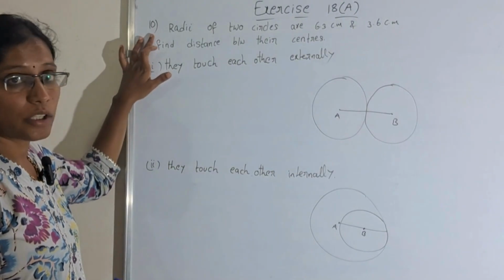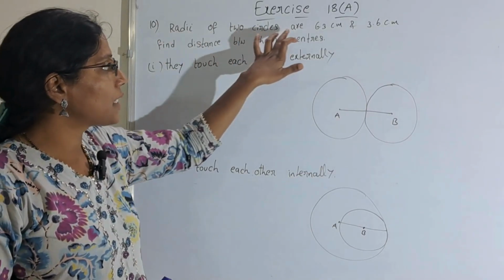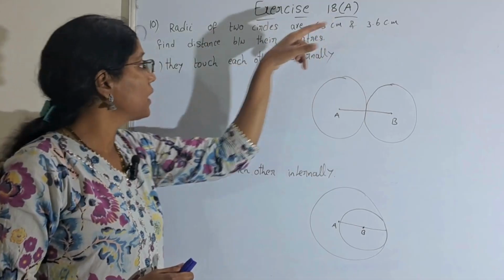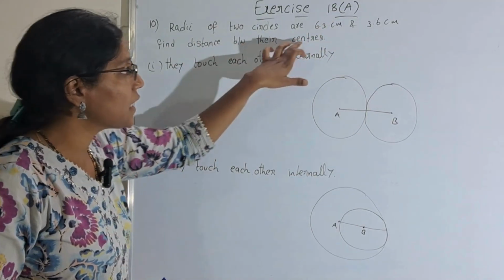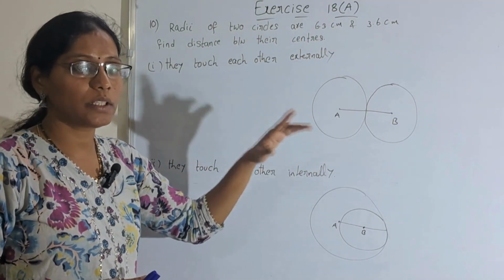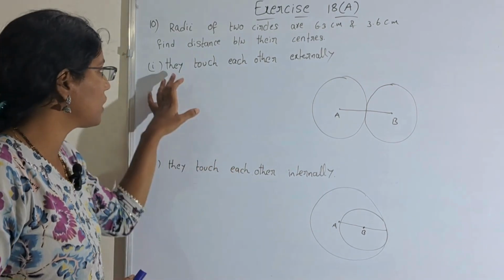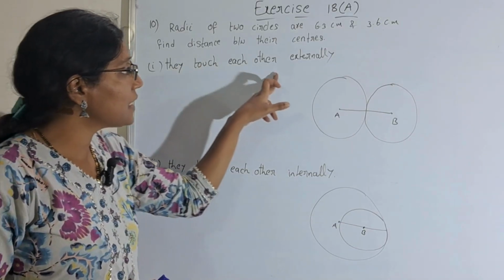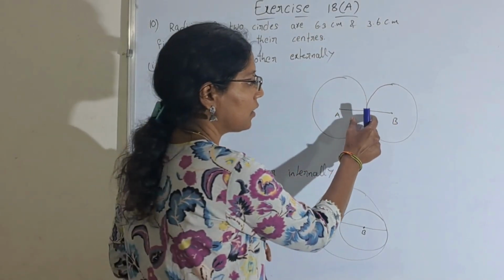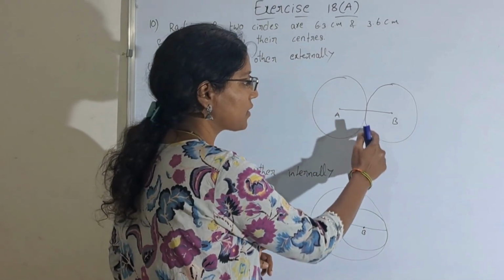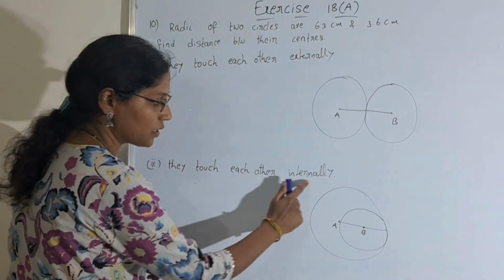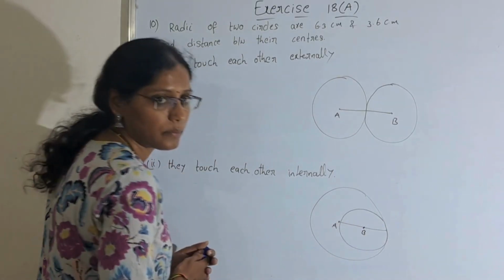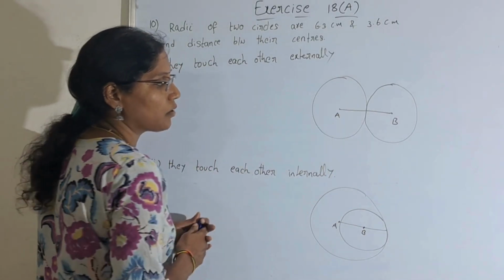Next, 10th question. Radii of two circles they have given: 6.3 centimeters and 3.6 centimeters. Distance between the two centers we have to find out. Two problems they have given here. The two circles touch each other externally. See here, these two circles are touching externally and these two circles are touching internally. This distance we have to find out.